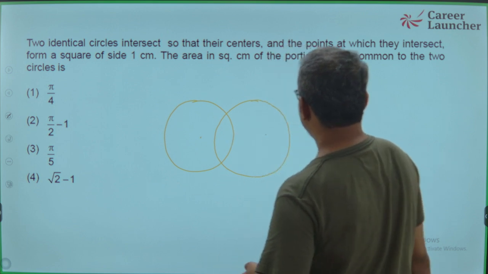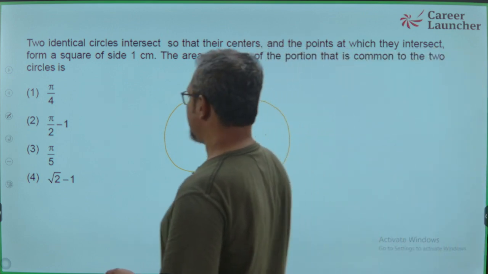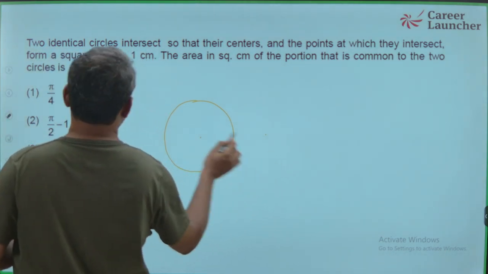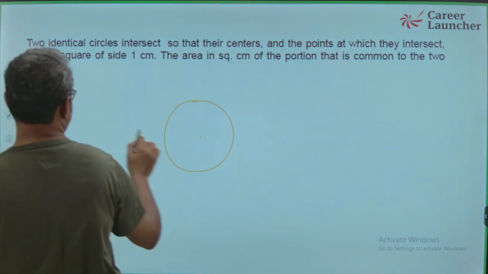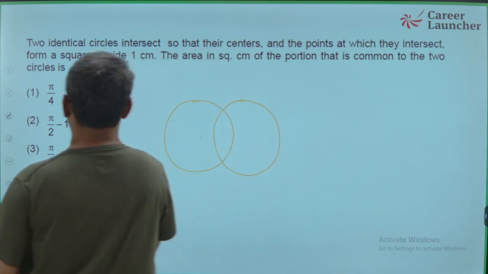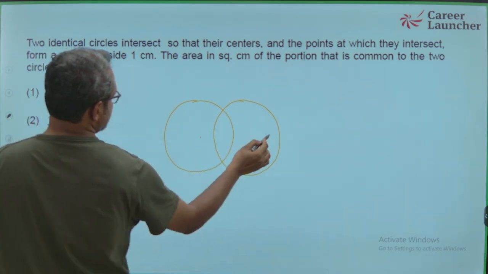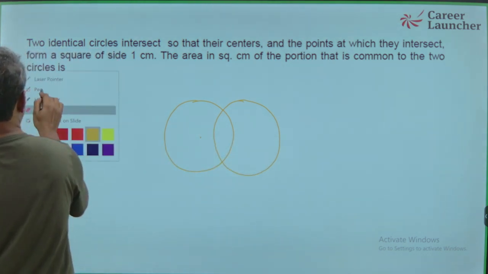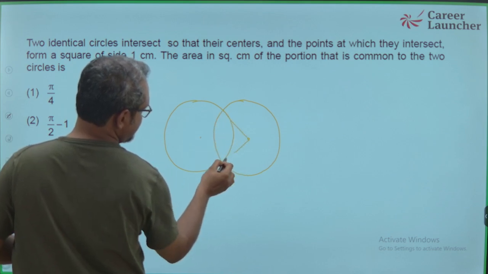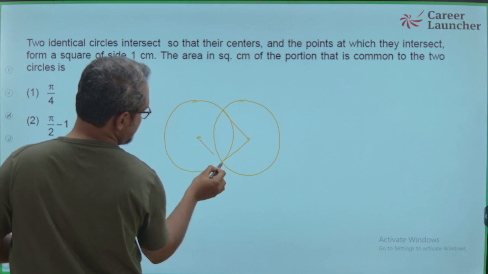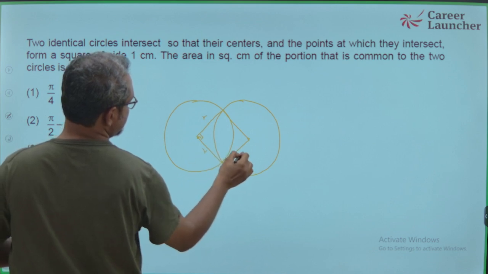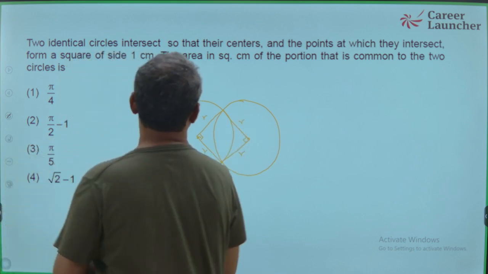Okay, let's say this is the other circle. That doesn't look good enough, but let us try and draw it once more. Yeah, now it's better. Okay, so the centers and the points where they intersect form a square. So we have a square here. So this is R, R, R and R, all of them are identical circles.